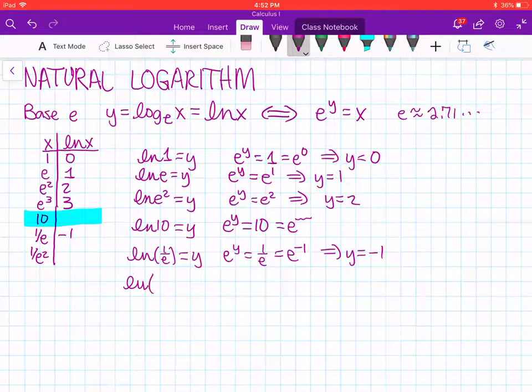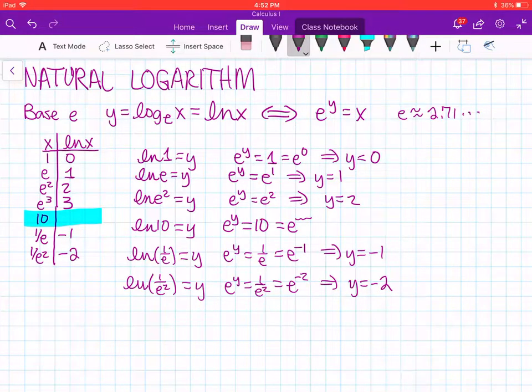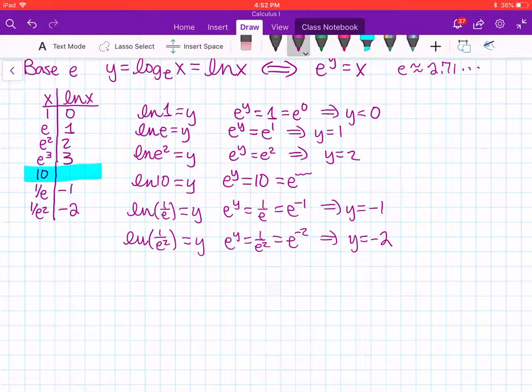Similarly, we can do 1 over e squared. We get y equals negative 2. All right, so let's try to graph this and see what the natural log function is.